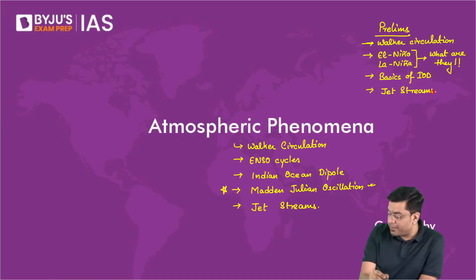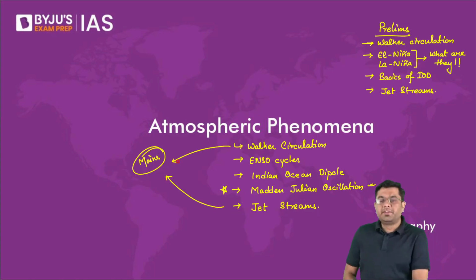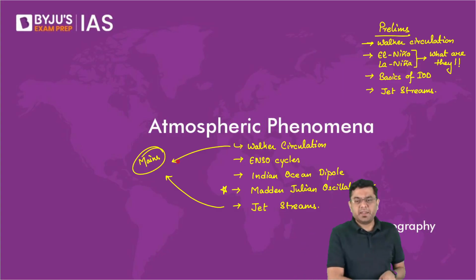For the mains examination, out of this, jet streams are the important one, and Walker circulation is something which can be asked in the mains examination. In optional areas, for the optional paper, they will ask you in detail about the ENSO cycle also, but not in the general studies portion. Okay. So that is basically the area that we are going to cover in this particular atmospheric phenomena.